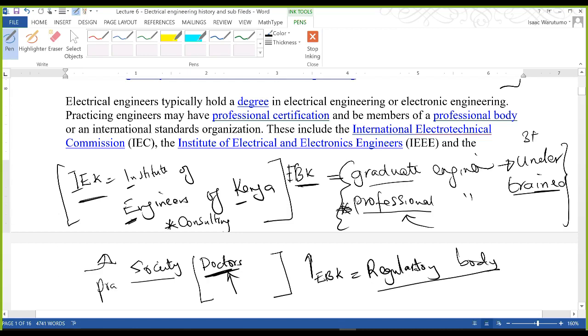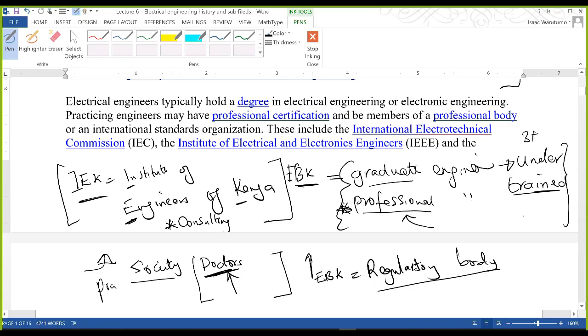In a similar manner, in engineers, we have the Institute of Engineers of Kenya that does that. It is a body that sets its own regulations and satisfies other engineers. So it is more of a professional body than a regulatory body. That is the difference. One of them creates its own regulations. The other one has regulations created by a government-owned body like EBK. So I hope that is clear.